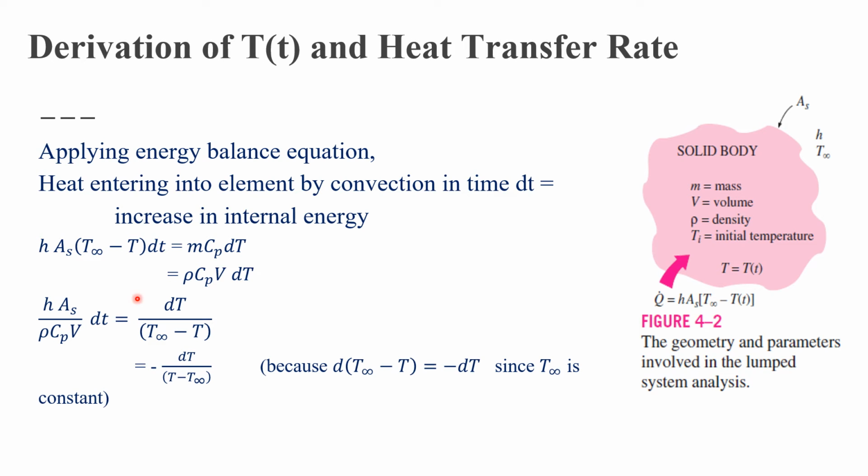Mass is nothing but density into volume. Now if I rearrange the terms, taking all the temperature terms to the right hand side and the remaining terms to the left hand side, I will get hA by rho Cp V into dt equals dT by (T infinity minus T). Here I have to introduce this negative sign, because if I differentiate T infinity minus T, T infinity is constant, I will get minus dT. So that sign is introduced and it is rearranged as T minus T infinity.